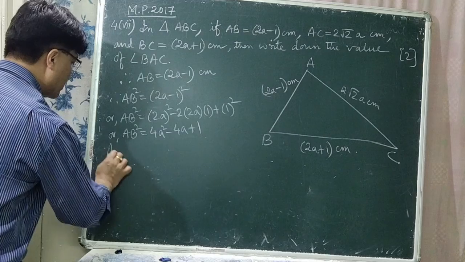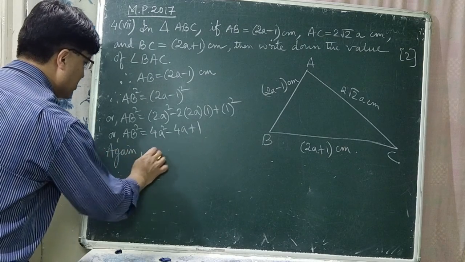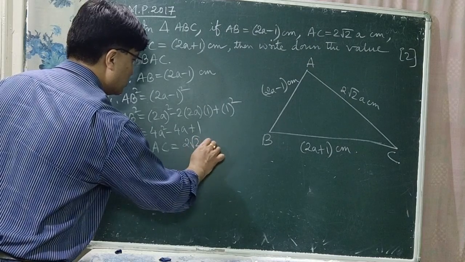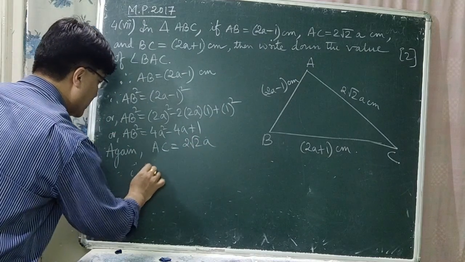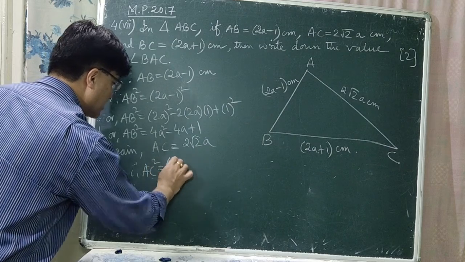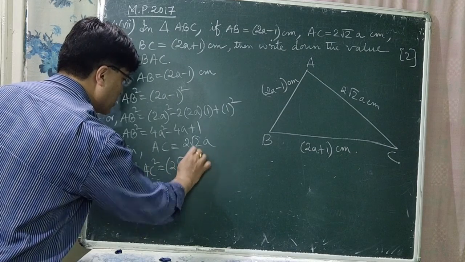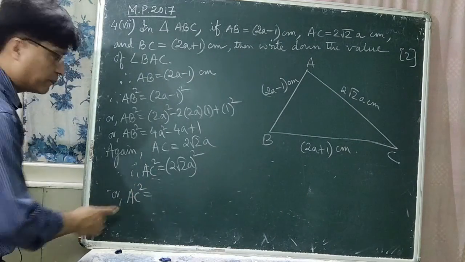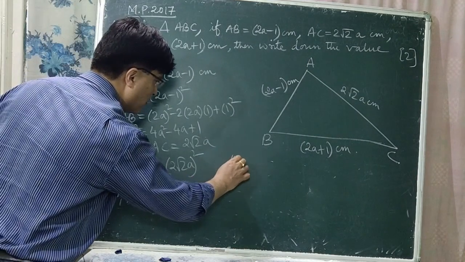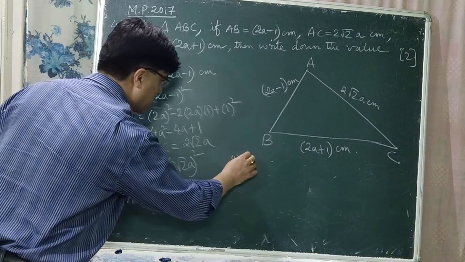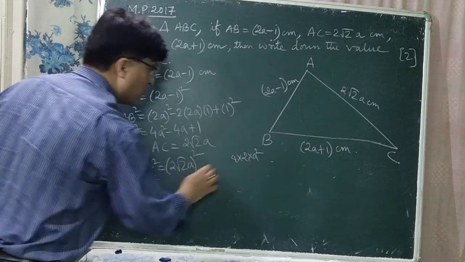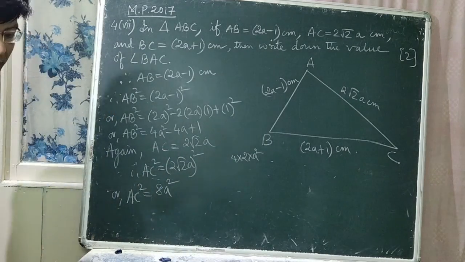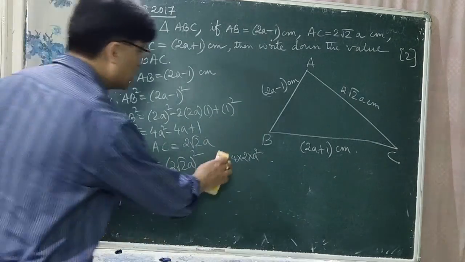Again, let us find out AC square. What is AC here? It is 2 root 2a, square both the sides. What do we get? AC square is equal to (2 root 2a) whole square, right? How much is it now? What is 2 square? 4. What is root 2 whole square? You know that it is 2. What is a whole square? a square. That means 4 times 2 is 8a square. This is your 8a square. So I think you have understood it.